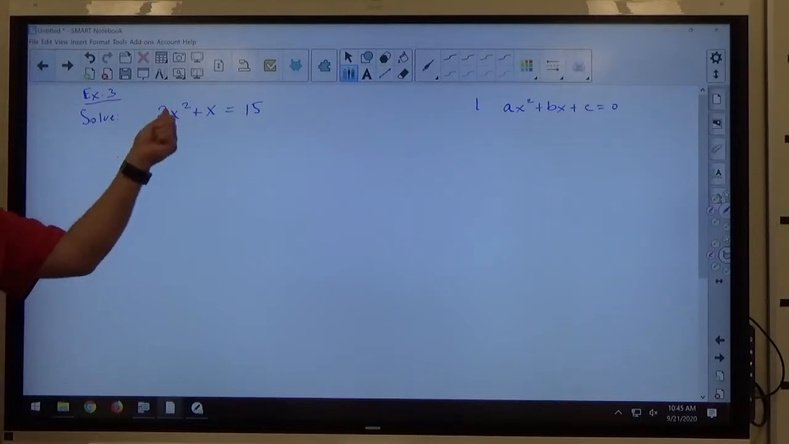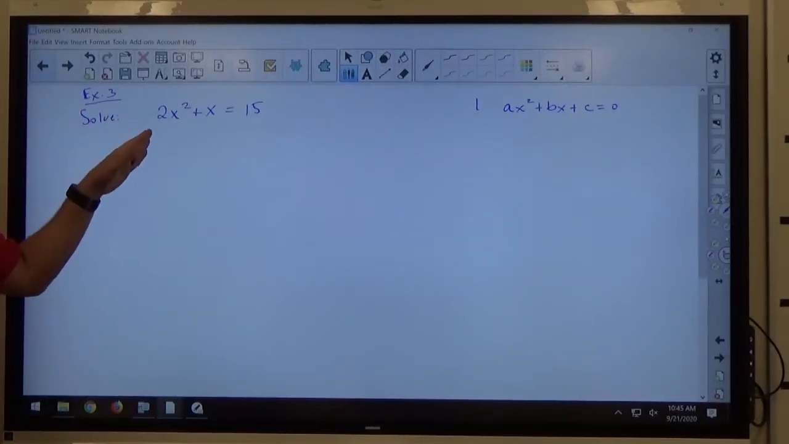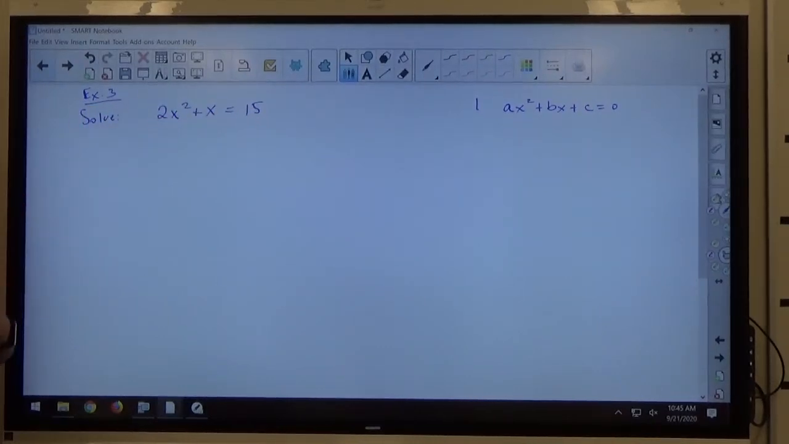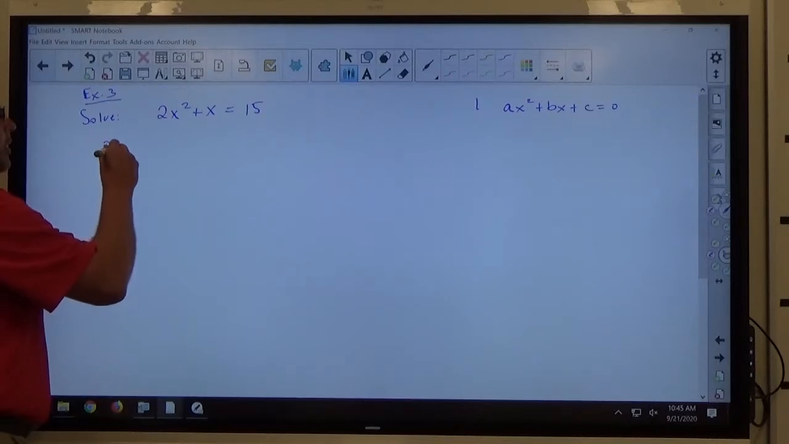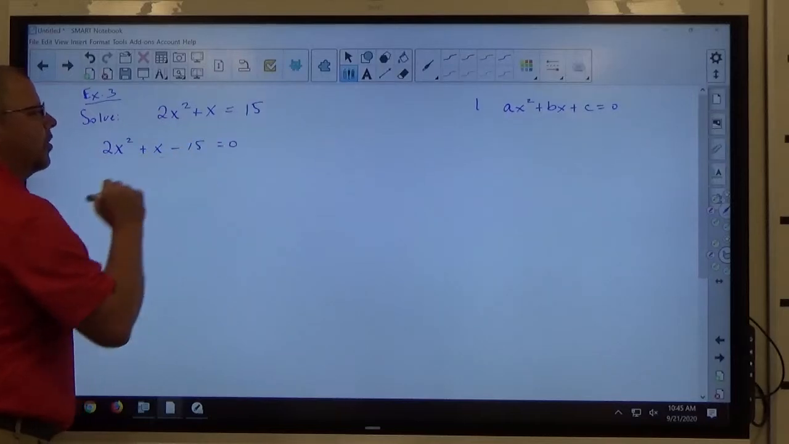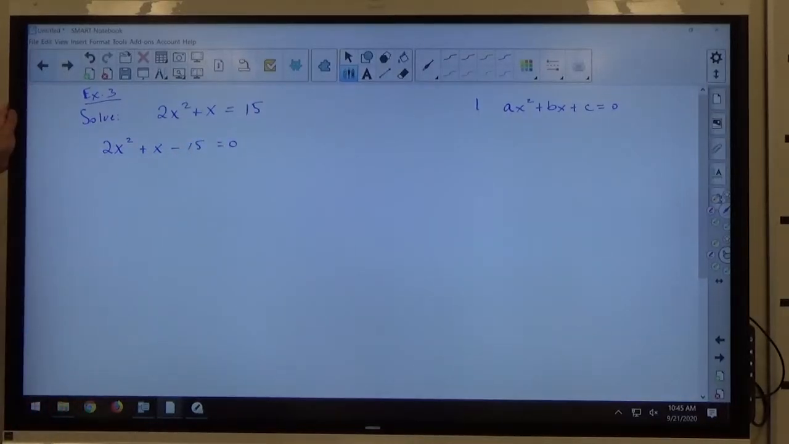This problem doesn't start off like that though, right? We got the x squared and the x equal to the constant. We want everything equal to 0. Again, we want to have the same starting point every single time. So I'm going to write 2x squared plus x minus 15 equals 0. Okay. Again, that's the first step to complete the square always.